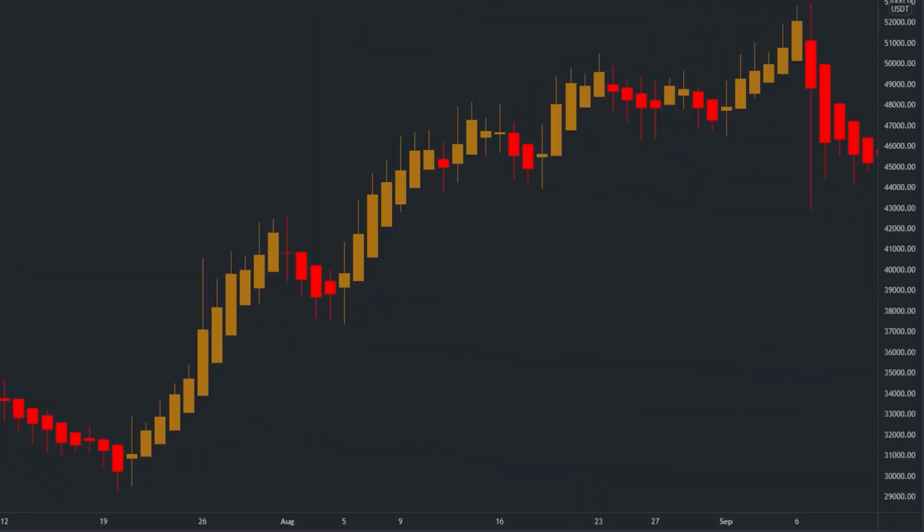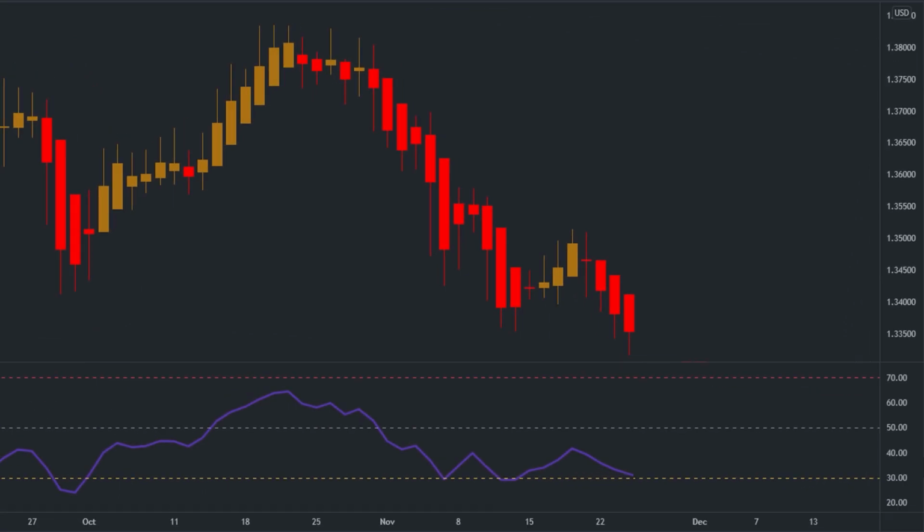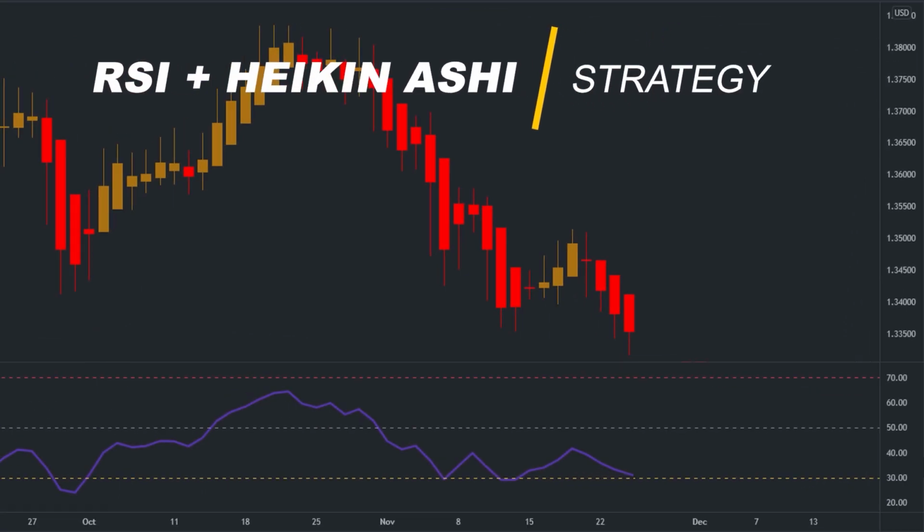The sad truth is Heikin Ashi is not the holy grail. Most of the time it gives good signals, but sometimes you will get false signals too. But you can combine Heikin Ashi with other indicators and increase winning chances. I prefer to use the Relative Strength Index with Heikin Ashi as a confirmation indicator.